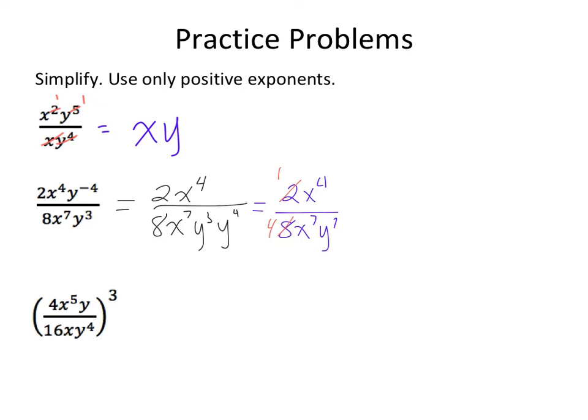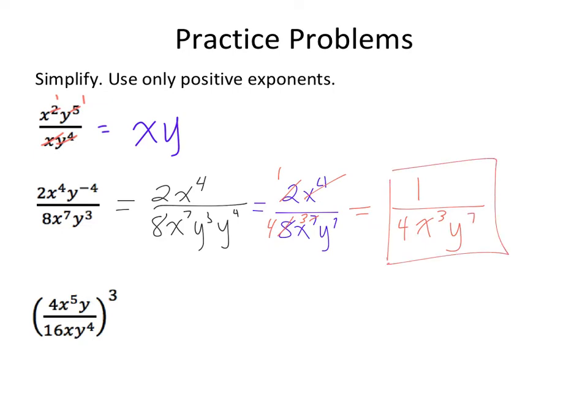X raised to 4, x raised to 7, x raised to 4 is gone. This becomes x raised to 3, y raised to 7 stays the same. So we have 1 over 4x cubed, y raised to 7.